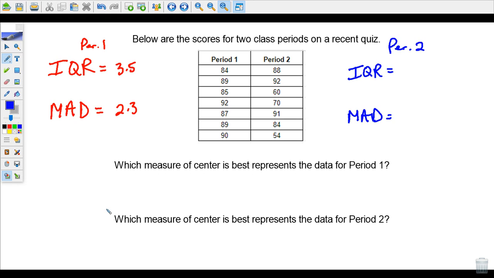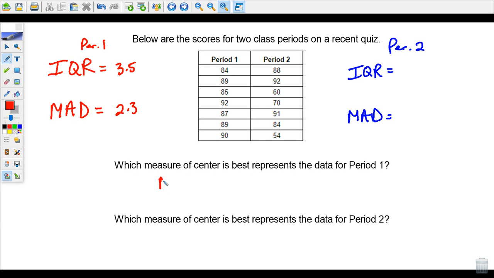So for period 1, for this first question here, which measure of center best represents the data for period 1? Well, I can stick with mean because the IQR and the mean absolute deviation are so low. So I would actually write this out in complete sentences. I'm not going to do that just to save a little bit of time in the video, but I would say the measure of center that best represents the data for period 1 is the mean because the interquartile range and the mean absolute deviation are low, which means that the data is consistent and not very spread out.